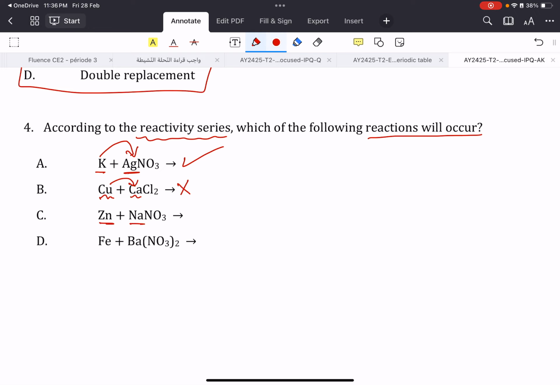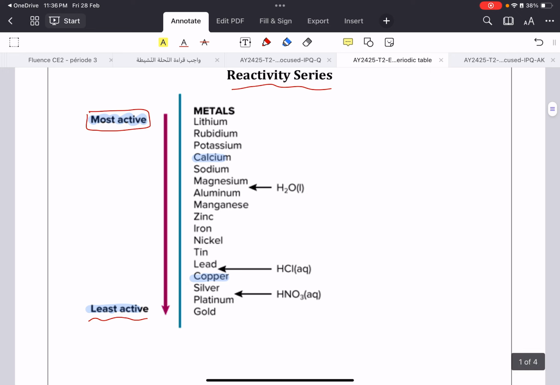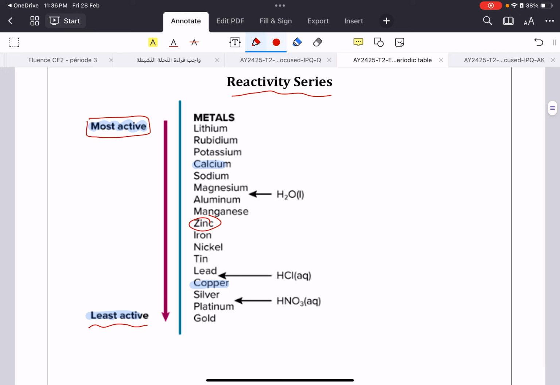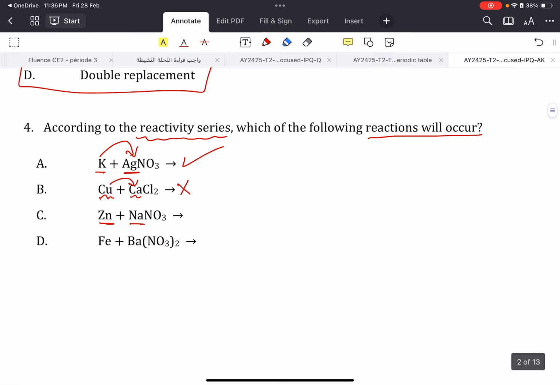Zinc and Na, sodium. Here's the zinc and here's the sodium. So for a metal to replace another one, that other one has to be written below that metal. So here zinc is below sodium. Zinc is less reactive than sodium. Zinc cannot replace sodium. In order to replace, the metal that will replace has to be above. So here's potassium and here's silver. Potassium can replace, but zinc cannot replace sodium.